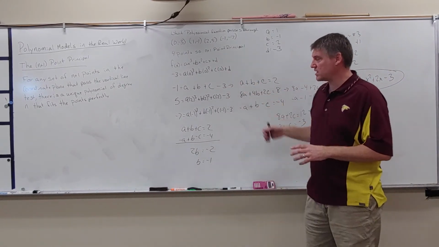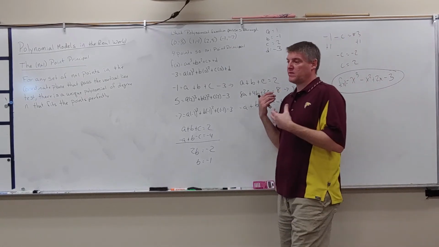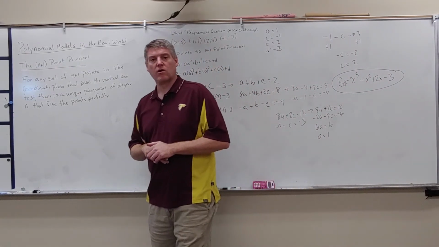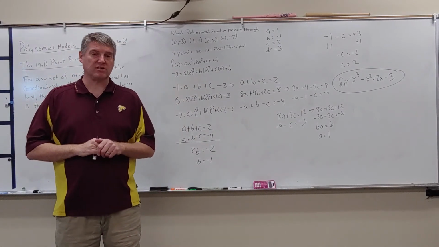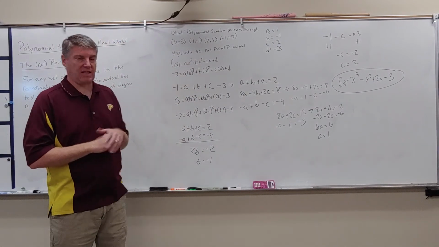There's my polynomial function that passes through these 4 points. Okay, so that's kind of doing it out by hand. You could use a calculator or a computer to do the same thing. Probably faster, to be honest with you, especially if we have a lot more points.